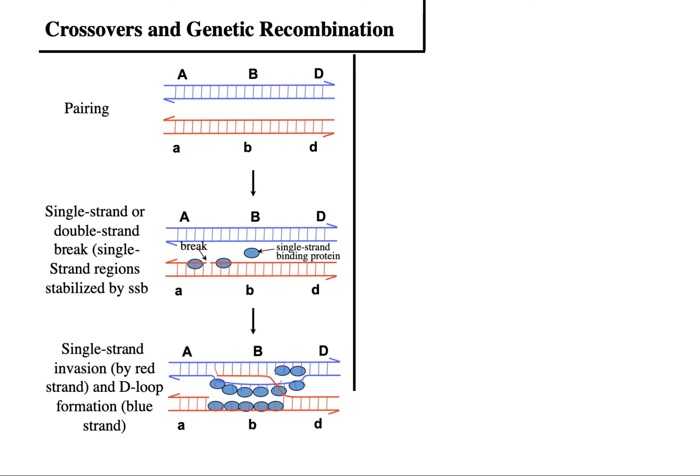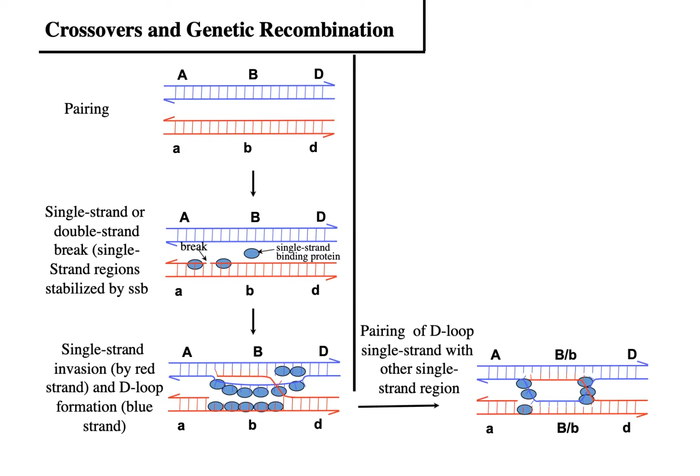Next, there is strand invasion, so this red strand starts displacing the blue strand on that dominant allele DNA. And that causes this looped out region in the blue chromosome, which is called a D-loop, because you can actually see those in an electron microscope and they look like the letter D. Next, that blue strand, because it's complementary to the red strand on the other side, starts binding to that, and now you have a crossover, but it's not quite resolved yet.